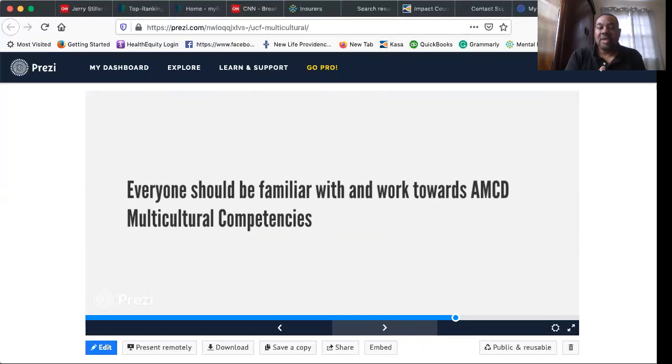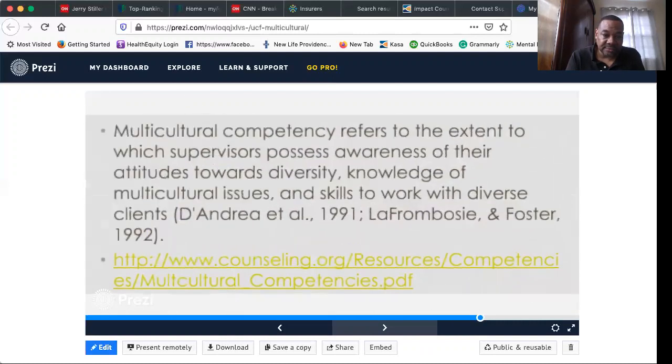All of you should be familiar and work towards AMCD multicultural competencies. You need to know what the competencies are, and it's just not about ethnicities, folks. It's not about ethnicity. It's comprehensive, and you need to understand that, right? It refers to the extent to which supervisors possess awareness of their attitudes towards diversity, knowledge of multicultural issues, and skills to work with diverse populations. So there are so many different things that this is talking about. Attitudes, knowledge, and skills, right?